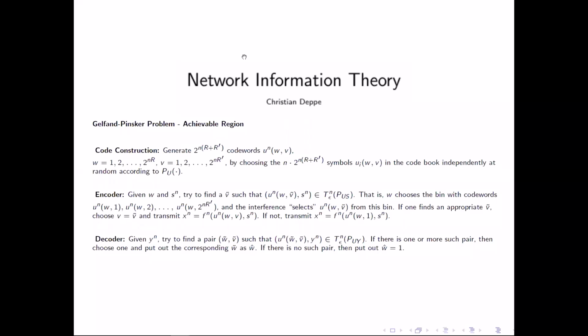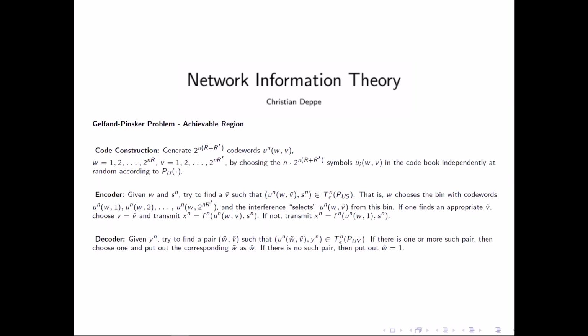Okay, now let's look at the code construction. You will see that we don't use new tools. All ideas we used here for proving the theorem we used before in the previous theorems or proofs of the theorems. So look at the code construction.